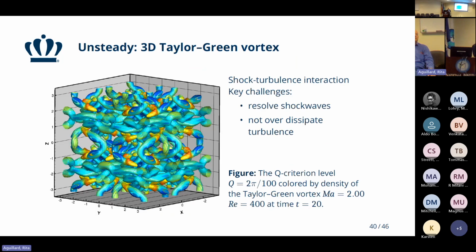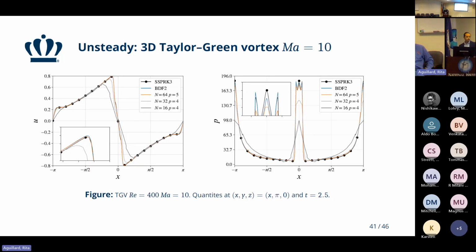And I want to look at an unsteady case with the 3D Taylor-Green vortex. And of course, here you need to resolve shock waves, but not over-dissipate the turbulence. So that's kind of a challenge typically here. And for this one, we didn't do forward Euler, we did SSBRK3, and we compared to BDF2. For BDF2, we ran a few cases, and the BDF2 and SSBRK settings are 64 cubed elements and P6. So they both are 6th order and 64 cubed.